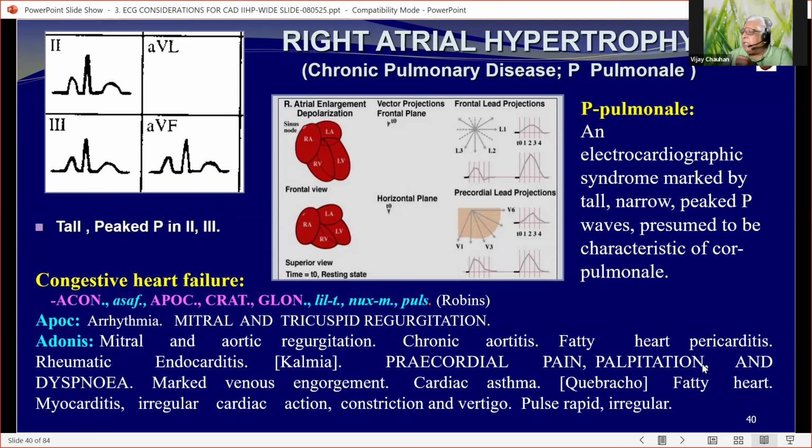Other symptoms will be there, like palpitation, pain, dyspnea, and similar symptoms can also be seen in fatty heart disease and myocarditis. I am talking especially about the symptoms, not the P wave. So P pulmonale is classically seen in right atrial hypertrophy.